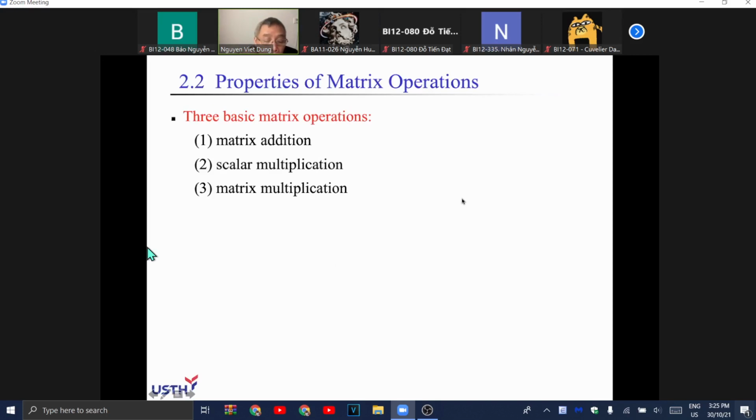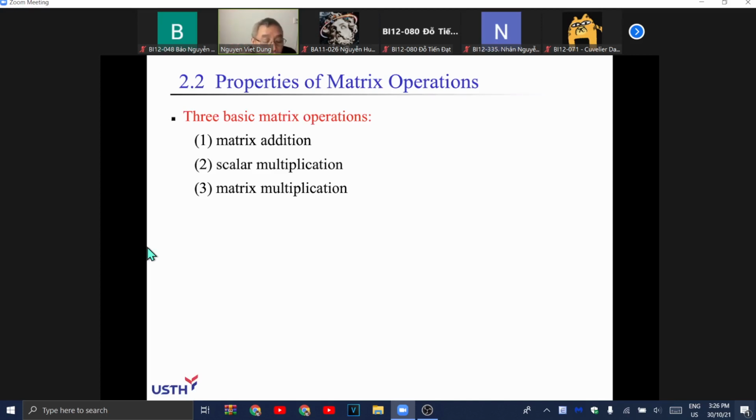Now we are going to study properties of matrix operations. So far we have defined only three basic matrix operations. We are going to define two more things. One is very easy and one is difficult in some way.